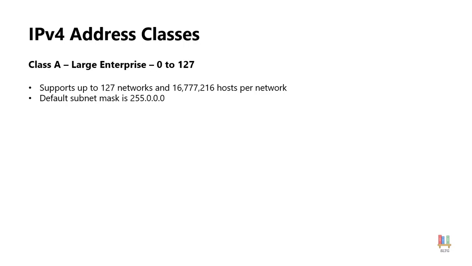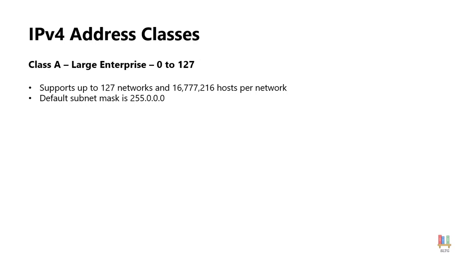That means I have 127 different companies or campuses throughout the different universities that we have that can have a class A address. But each one of those networks, each one of those companies or each one of those campuses can have up to 16,777,216 hosts in their network, meaning computers and printers and routers and such.